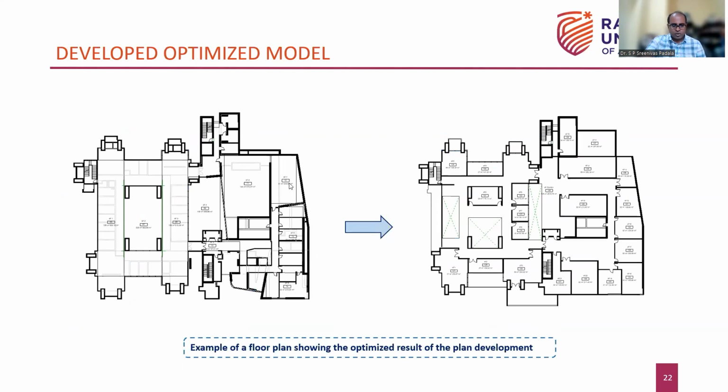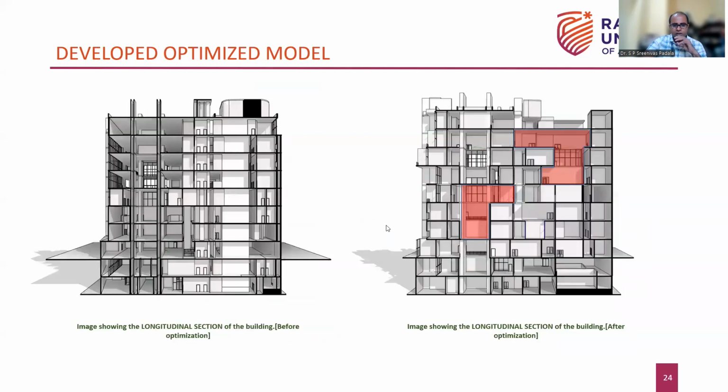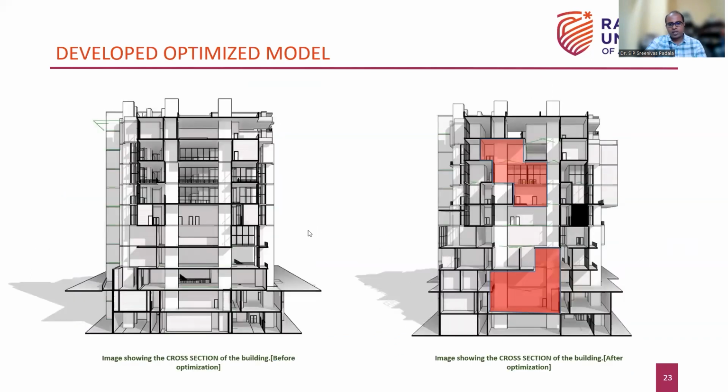So what I'm showing you now are the changes. What you see on the left-hand side is before automation, and on the right-hand side is after automation. You can see the difference between these two plans. But you cannot fully understand the difference in a 2D layout, so I can show you the elevation. This is the elevation view, and I highlighted a few parts.